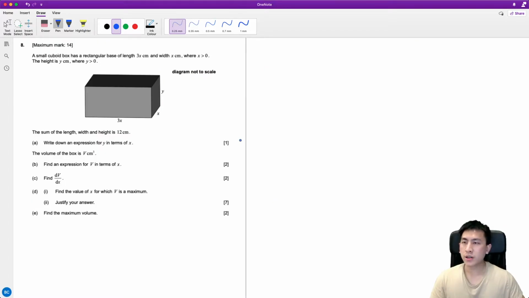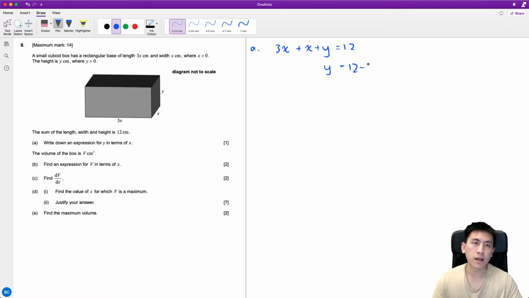All right, question 8. So a small cuboid box, and I have a box here, with your length, base, width, all of these stuff they're given. Of course, x and y are bigger than 0. Now they say the sum of length, width, and height is 12, and part A is very straightforward. Write down the expression of y in terms of x, right? So simply, you know that if you add them all up, it's 12, right? So you can just write 3x plus y equals 12. Therefore, y equals 12 minus 4x.